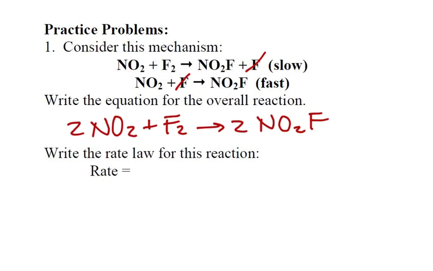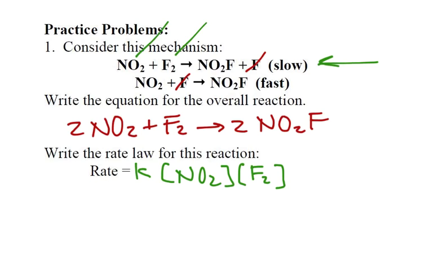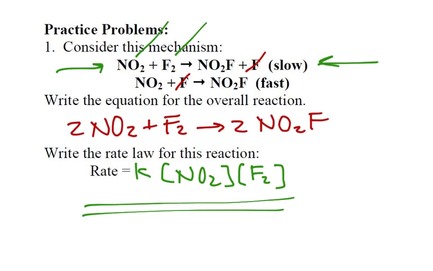Write the rate law for this reaction. Well, because we've labeled this one as a slow step, and there's one NO2 and one F2, then we know the rate law for this is going to be k[NO2] to the first power [F2] to the first power. So this is the rate law for this reaction because the orders here, 1 and 1, match the coefficients in the slow step.